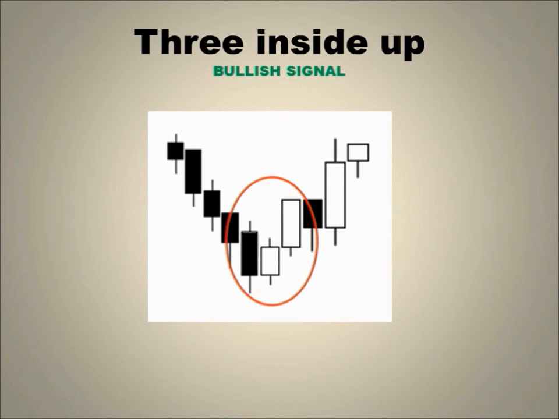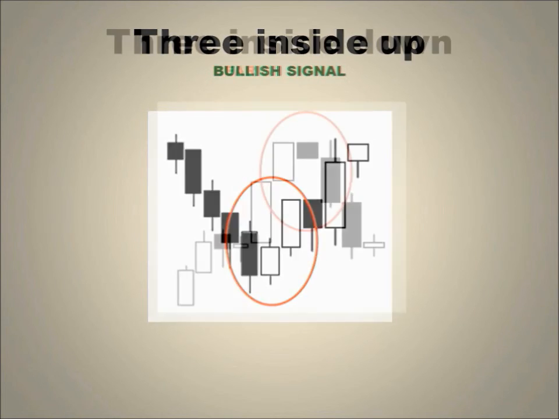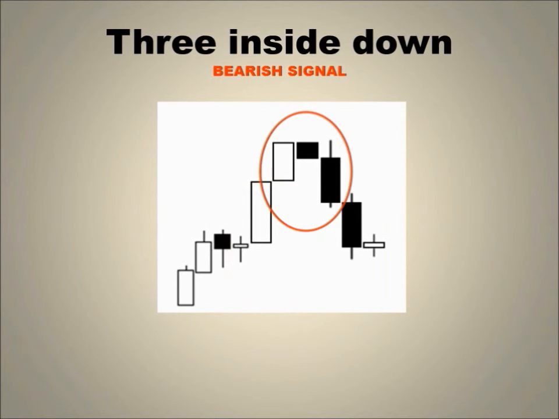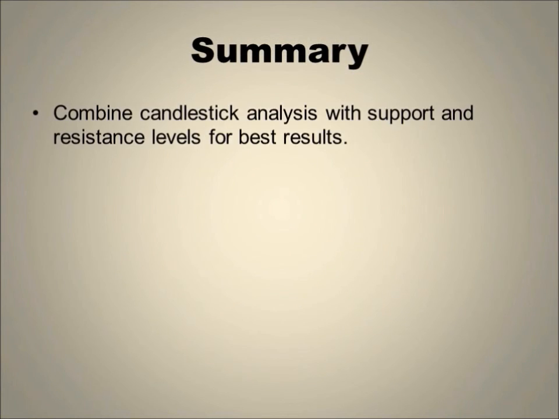Three inside up. This tells us that the trend is in the middle of changing direction. And as we can see, when we have a black candle followed by two white candles, this tells us that the trend might go from seller's market to buyer's market. Three inside down. One bullish candle followed by two bearish candles. It tells us that the bull market will now be a bear market.